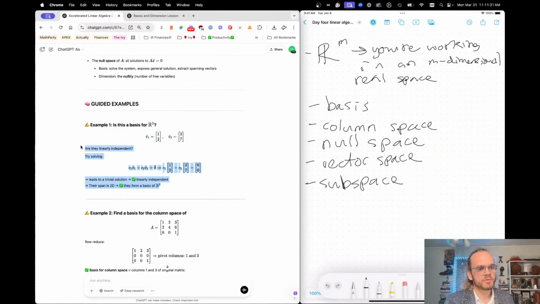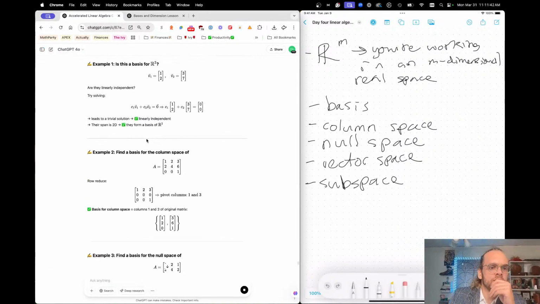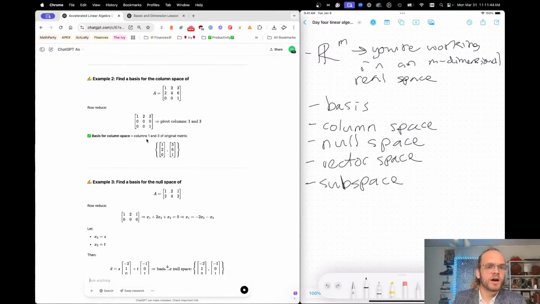Let's see. In example 1, how do I know their span is 2D? We'll keep going here. Find a basis for the column space of this.